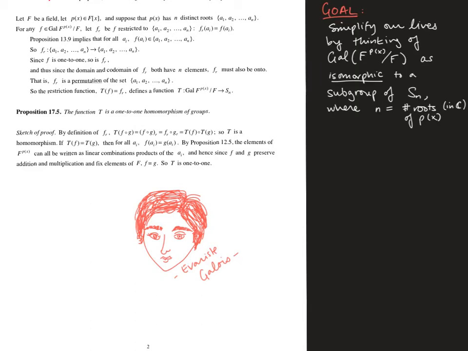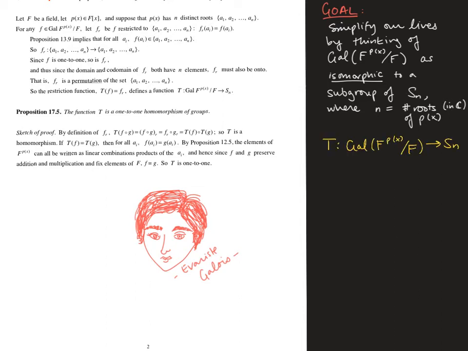All right, to reiterate, one more time, our goal is to make our lives simpler by thinking of the Galois group as isomorphic to a subgroup of a symmetric group, where n is the number of roots of our polynomial p of x. Now, we haven't talked about subgroups yet, but we will, so don't worry. And the tool that we're going to use to transform our Galois groups into subgroups of these symmetric groups is the idea of permuting the roots to define a larger function that acts as a group homomorphism.